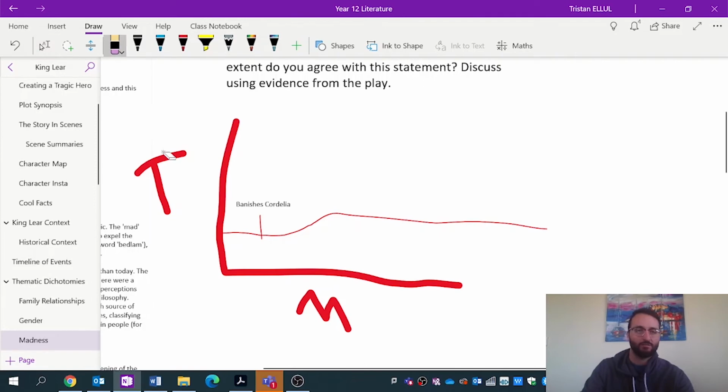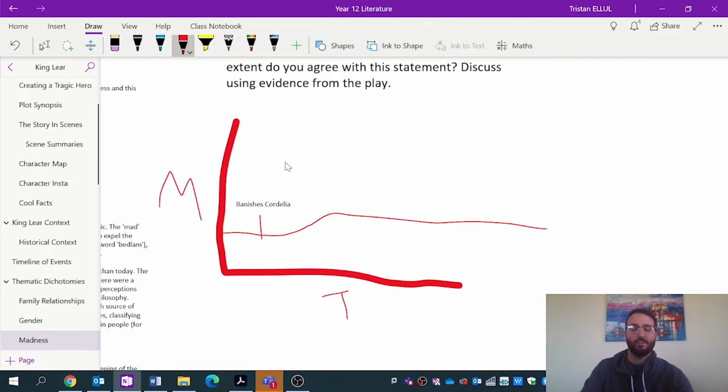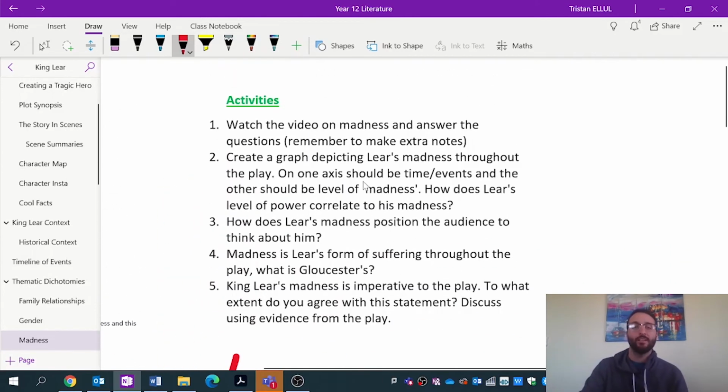I just realized that is wrong. So this should be madness here, time here. That way, as time progresses, his madness will fluctuate. So yeah, mapping out his madness through that graph.